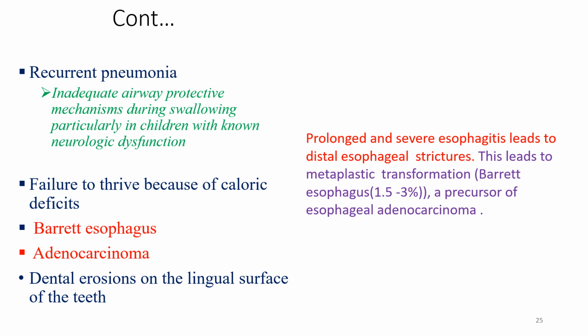Prolonged and severe esophagitis leads to distal esophageal stricture. This causes metaplastic transformation, which goes to Barrett esophagus, a precursor of esophageal adenocarcinoma. Barrett esophagus is a precursor of adenocarcinoma. This is due to chronic esophagitis. In addition, reflux can cause dental erosion on the lingual surface of the teeth.